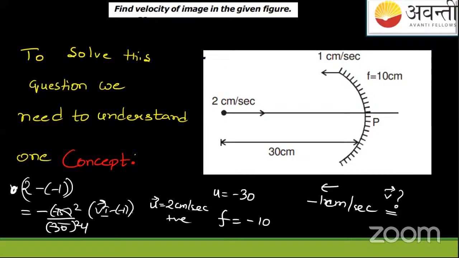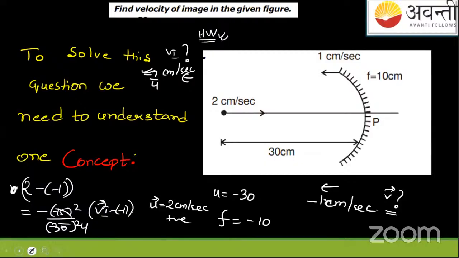Students, I'm giving you the direct answer. We don't have a lot of time. 7 by 4 centimeter per second is the answer that will come out, the velocity of image. So do this question as homework. Got it?